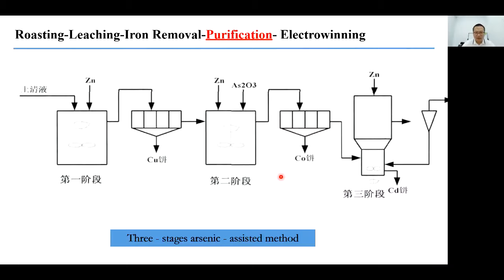Actually, when we are applying this one, the solution enters the first reactor, and zinc powder is added, and we are getting the copper cake. And in the second reactor, we are adding zinc powder and arsenic trioxide simultaneously, and we are getting the nickel cobalt cake. And in the last one, at low temperature, like 65, we are getting some cadmium cake. So here are the places where we can recover our copper, cobalt, nickel, and cadmium.